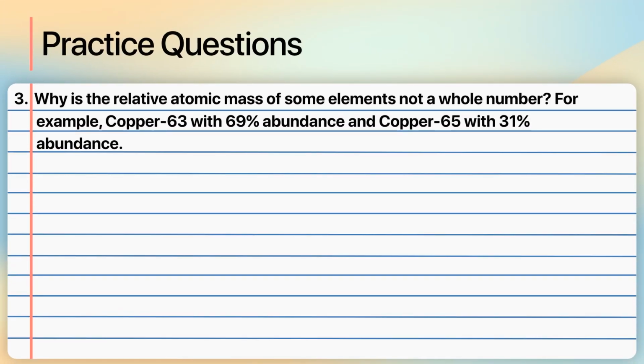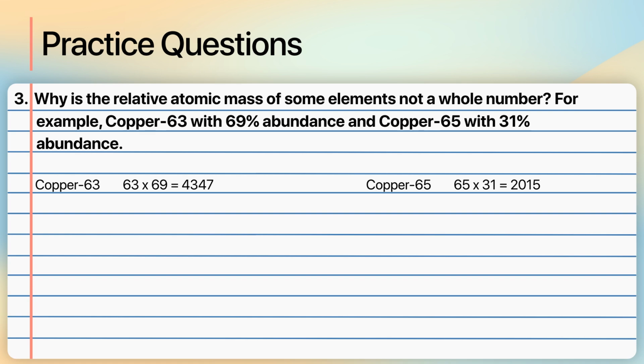Question 3. Why is the relative atomic mass of some elements like copper, which has two main isotopes of copper-63 and copper-65, not a whole number? First, we'll multiply the mass of each isotope by its relative abundance. For copper-63, this is 63 times 69, which equals 4,347. For copper-65, we do 65 times 31, which equals 2,015.